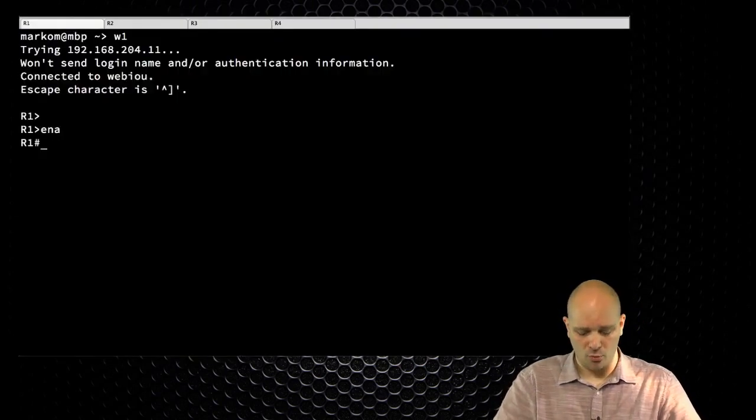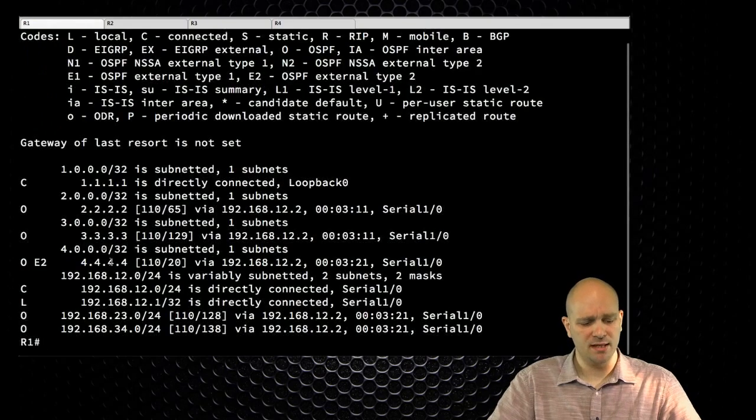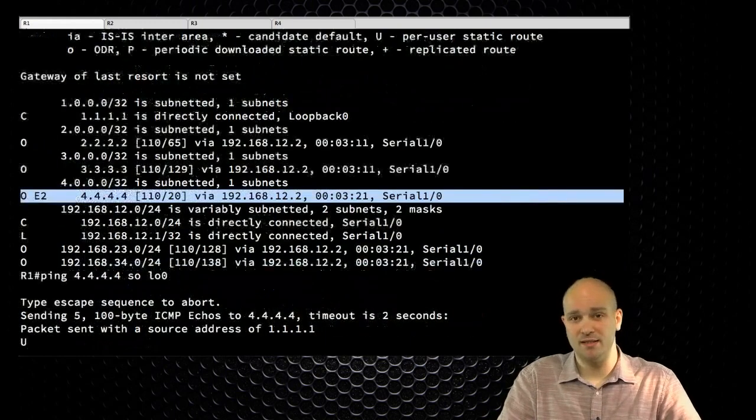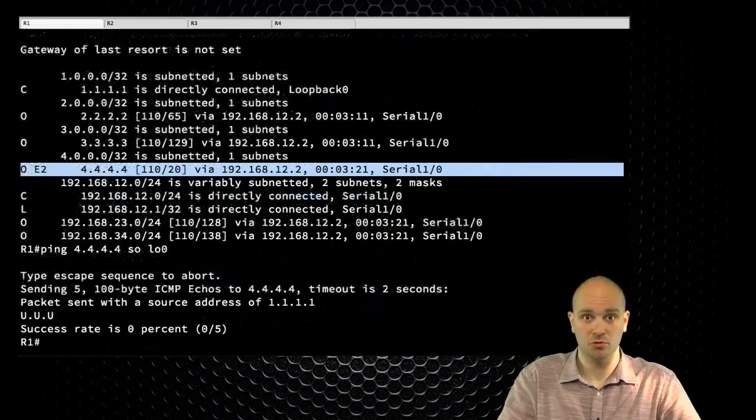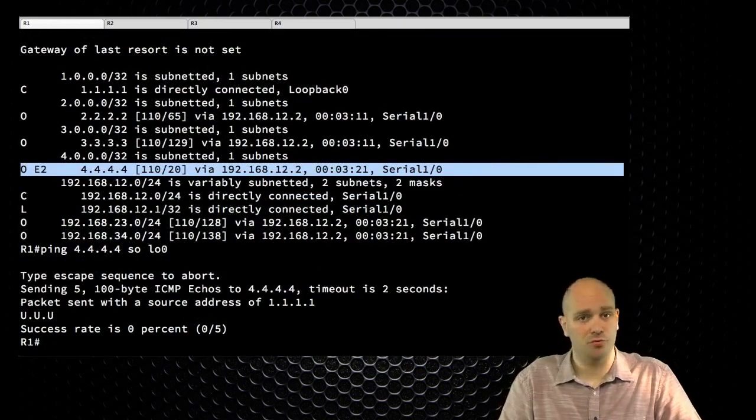If I go to R1 and do show ip route, I'm going to see that I actually do have the route for my loopback in the routing table. If I try to ping this loopback, I'm getting destination unreachable. So you can see here that I'm getting .U.U.U. Okay, fair enough. Can R4 reach R1?